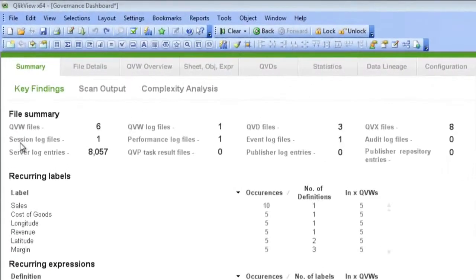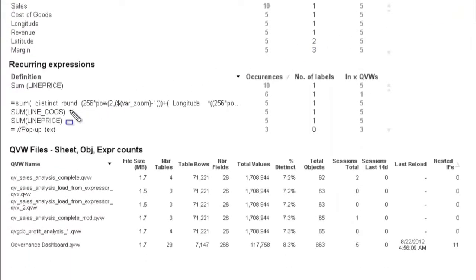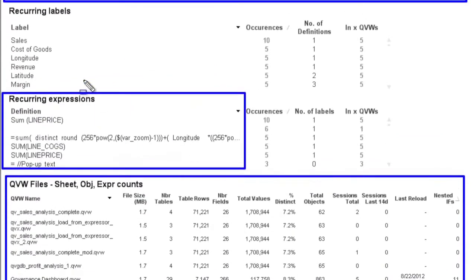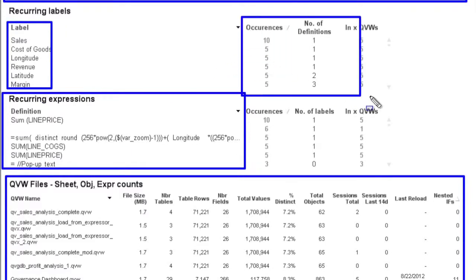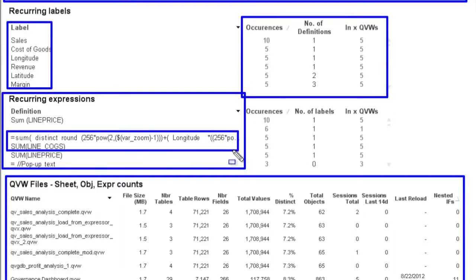Now, as I look into QlikView Governance Dashboard and start to use the system, what I can see here is that I get immediate ideas and insight about what data is being used in QlikView and how my QlikView apps are structured. I can see information such as how many QlikView apps do I have, what expressions are in those QlikView apps, what fields are being used in those QlikView apps, how many fields are there, what are the definitions of those fields. I can see things like expressions. What is the definition of that expression, and how many expressions do I have across my QlikView app?